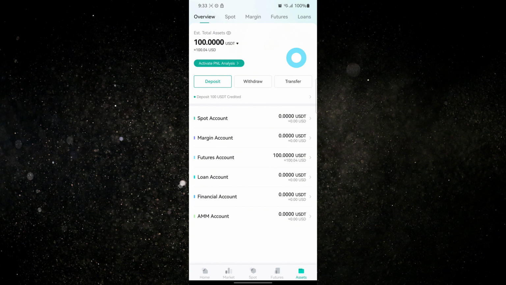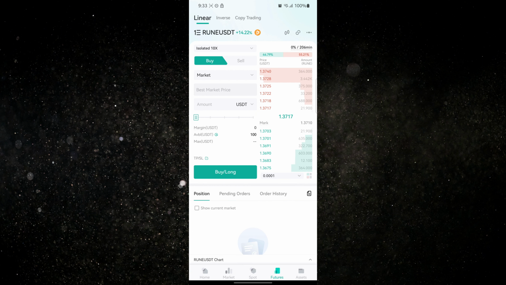Now, let's go ahead and talk about futures trading. Coming to futures trading, what does futures trading mean? Futures trading means you are predicting the future movements of a particular currency. Is the price going to go up, or is the price going to go down? Those are the two things you need to understand.